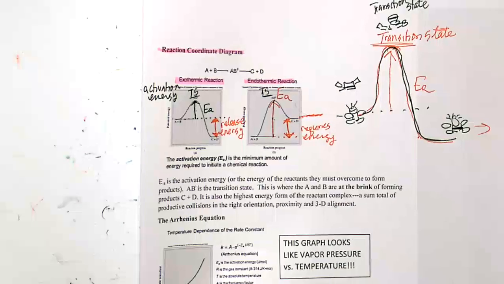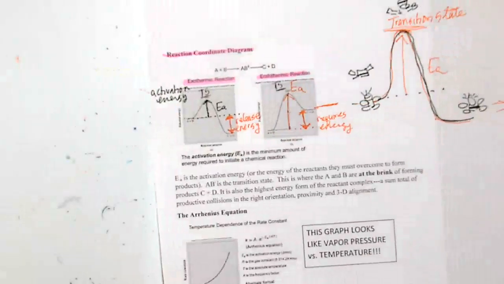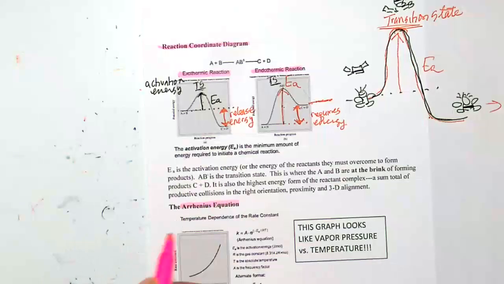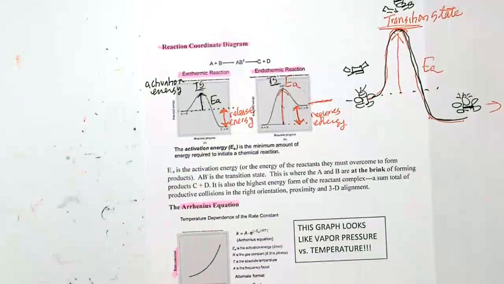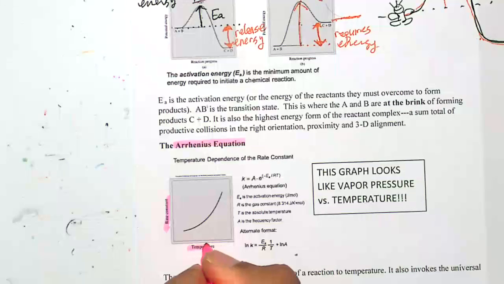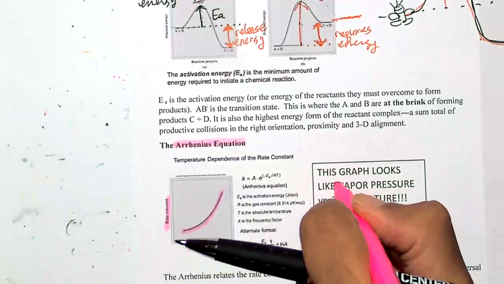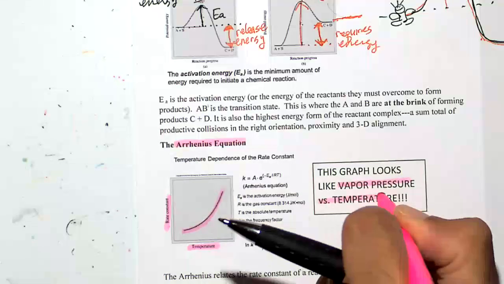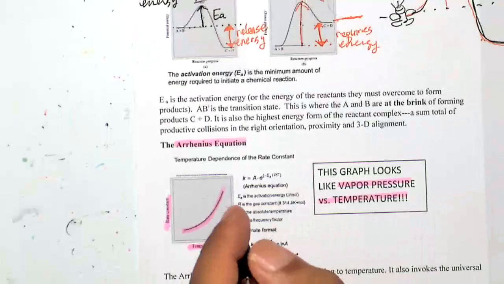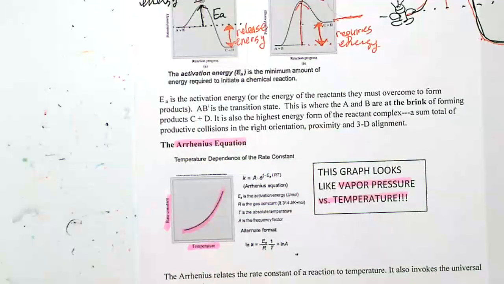All right, now let's go over our last equation here. I'll give you this equation on the exam. And this last equation is called the Arrhenius equation. So rate constant on the y-axis, temperature on the x-axis, and this is what it looks like. It looks just like vapor pressure on the y-axis, temperature on the x-axis that we saw before. And the equation is exactly the same as before. So I'll give you this equation.